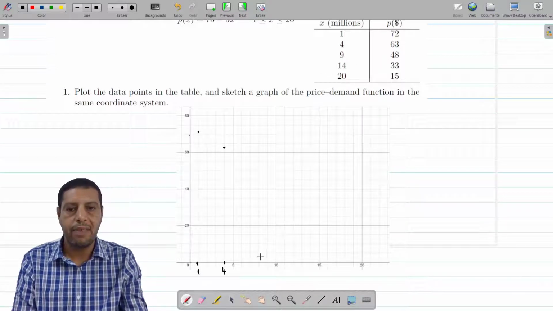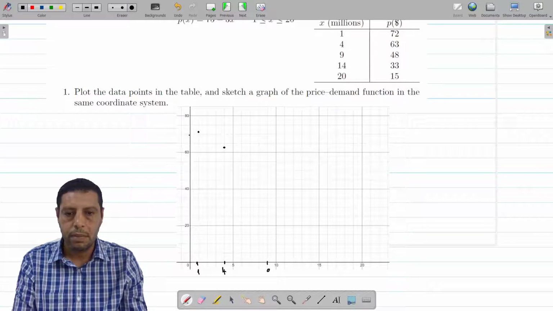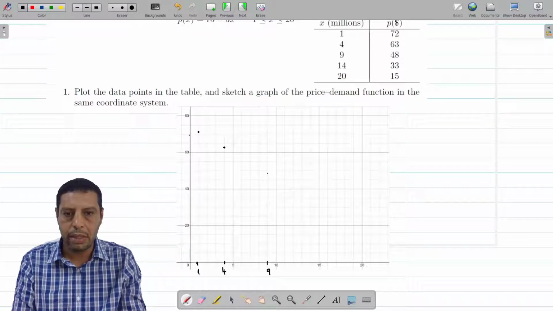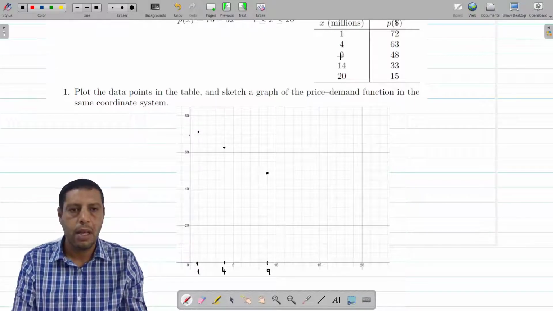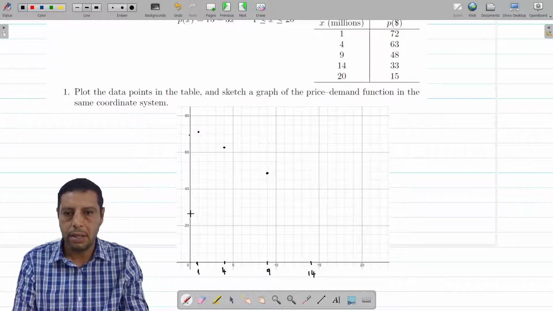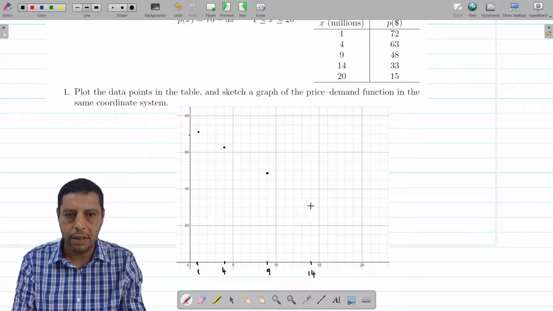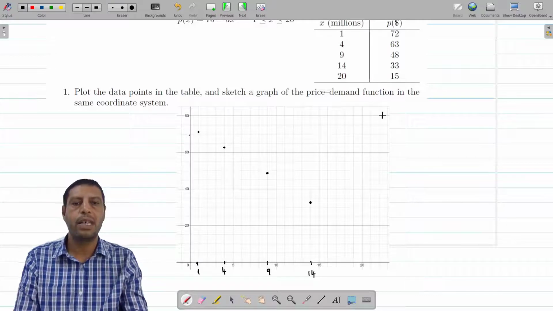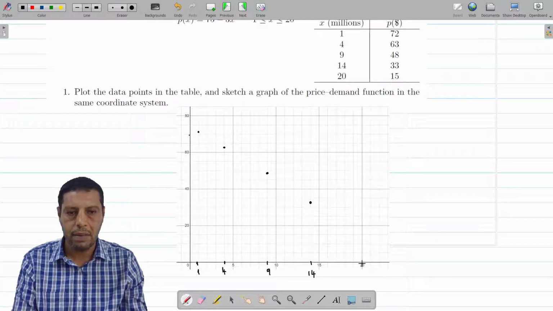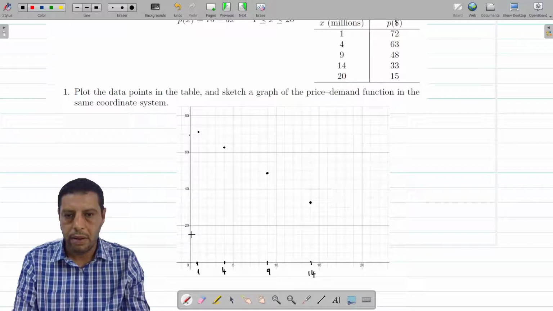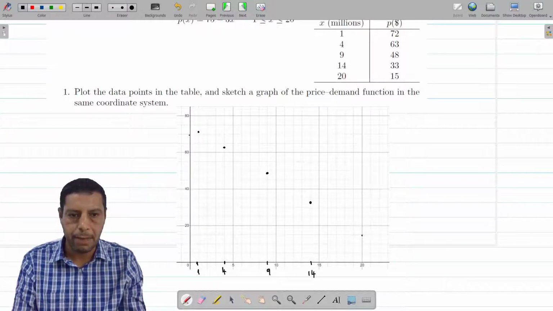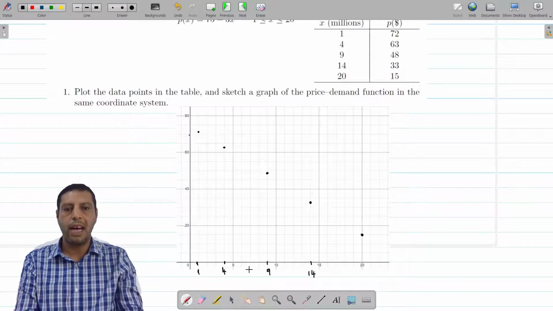The third one is (8, 48), so around this position. Fourth one, (14, 33), so we have here 33, around here. And the last one is (20, 15): 20 for X, 15 for P. So we have our points.